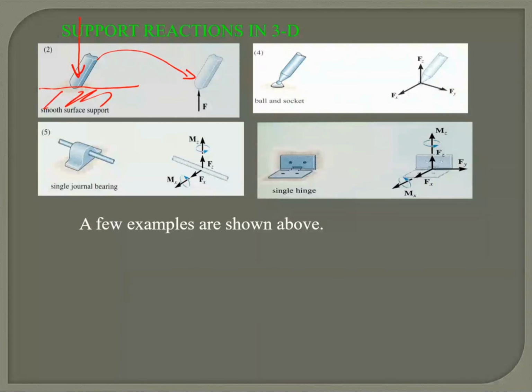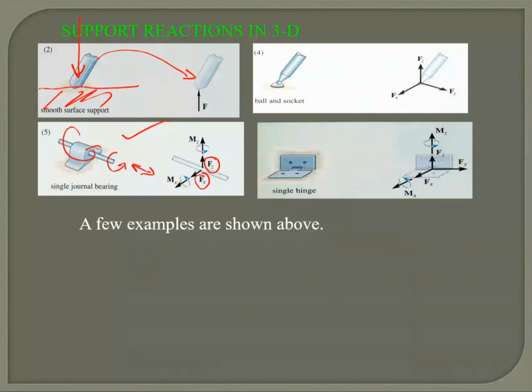Here I'm looking at this one now. It's a journal bearing. So the shaft can rotate, and the shaft can move in and out. Okay. So it's a 3D, so 3 reaction forces. So can I move the journal bearing in this direction? No, I cannot. So I've got my reaction force. Can I lift the journal bearing up, down? No, I cannot. So I've got another reaction force there.